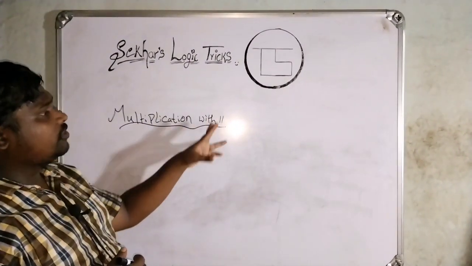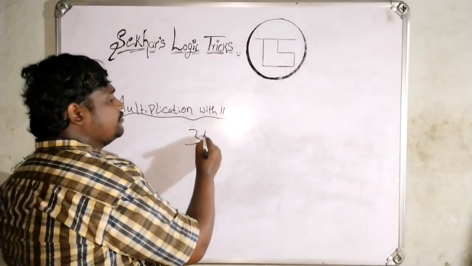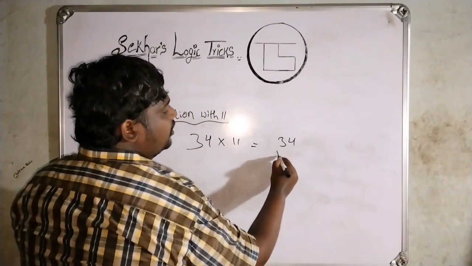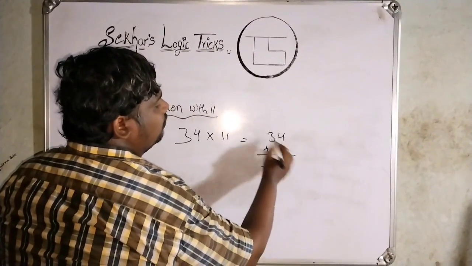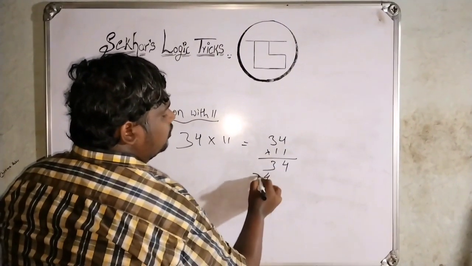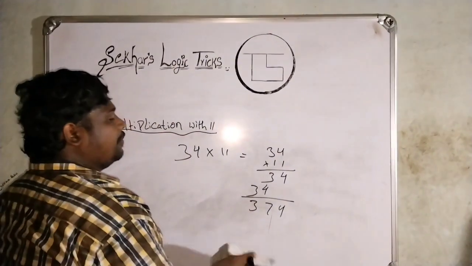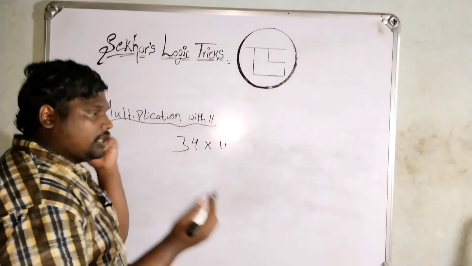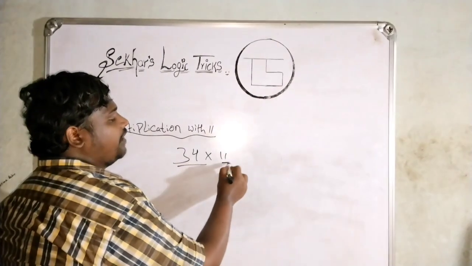Today we are discussing multiplication with 11. We have a trick in multiplication with 11. General multiplication: 34 into 11. 1 4 are 4, 1 3 are 3, it is 374. But in Vedic maths, there is one interesting trick for 2-digit number multiplication with 11.